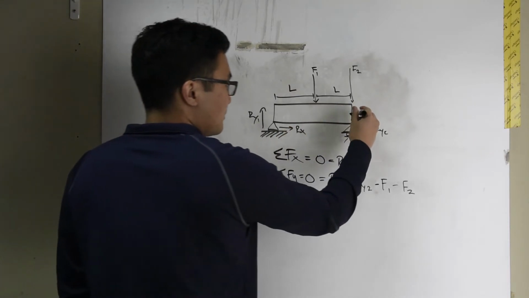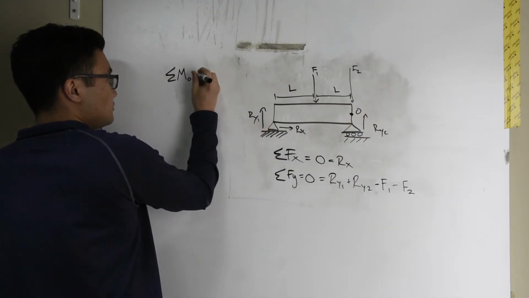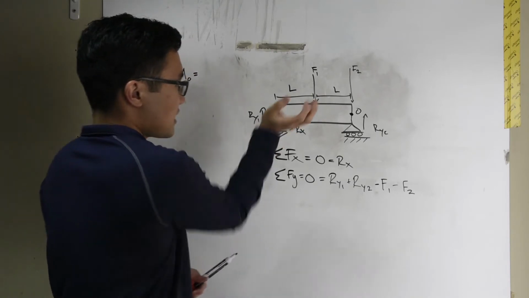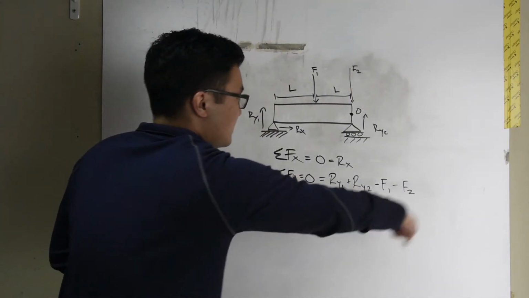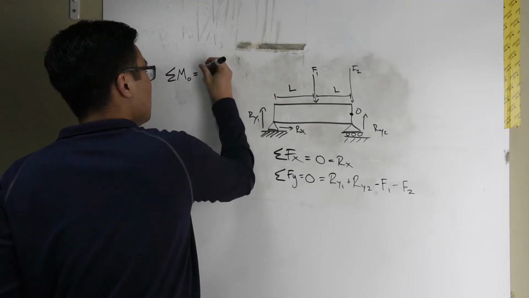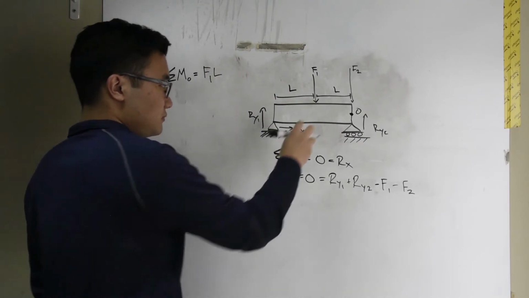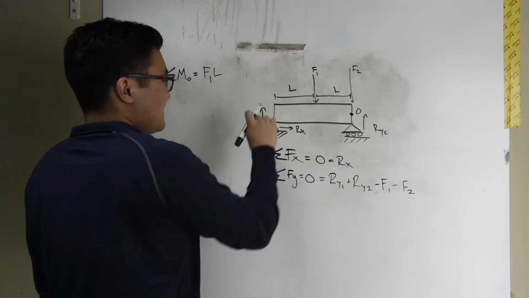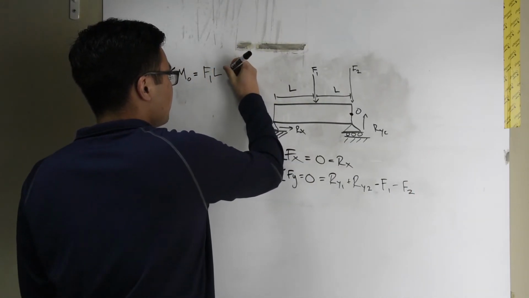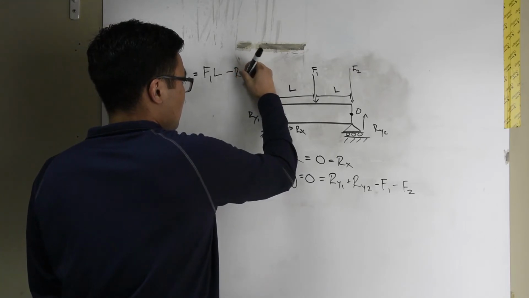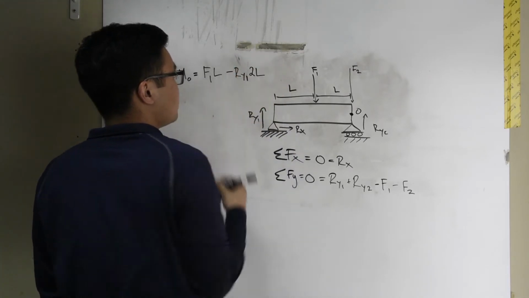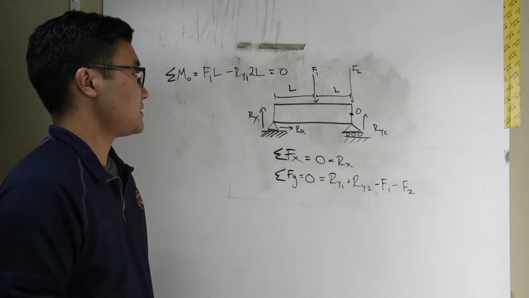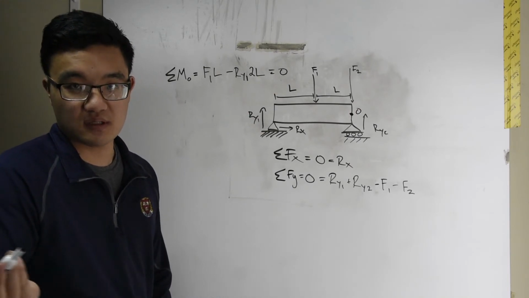The sum of the moments about point O are equal to F1 times L in the counterclockwise direction. Look at the rotation. We're going to rotate this way, counterclockwise, which is positive. Distance L, force F1. And we also have Ry1 in the clockwise direction. Have to equal 0. And notice, there's no added M because, again, pin supports do not resist moments.